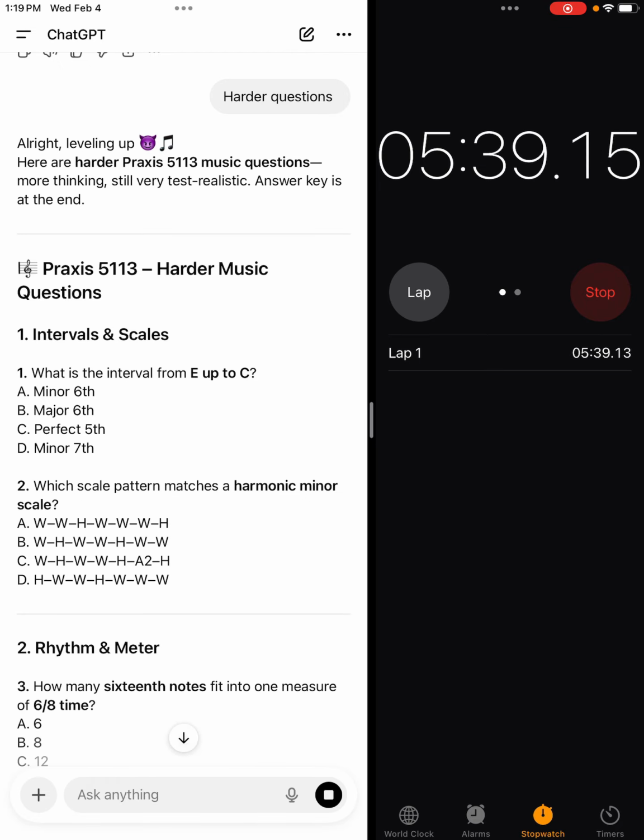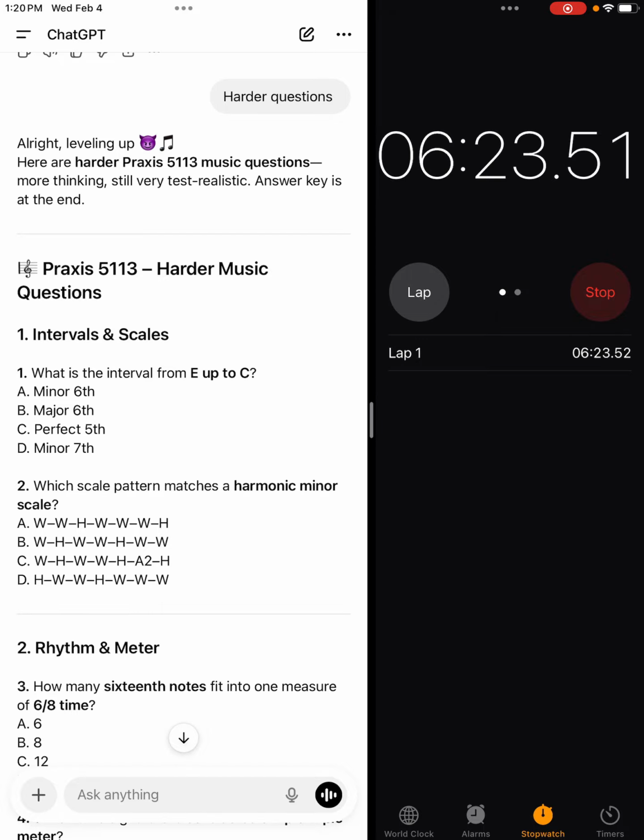What is the interval from E to C? If I ask myself, what is the interval between E and B? E to B is a fifth, so if I'm already declaring that E to B is a fifth, then C is out for that one. From E to C.